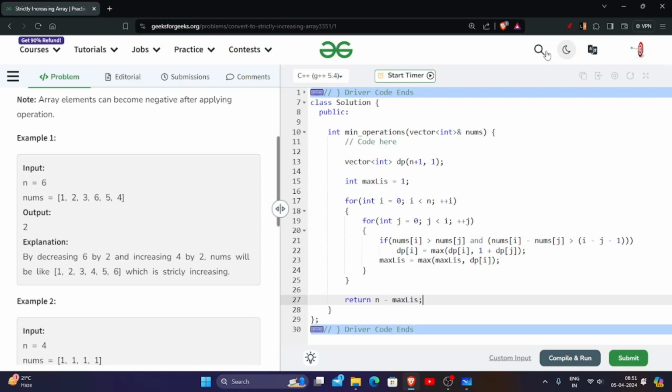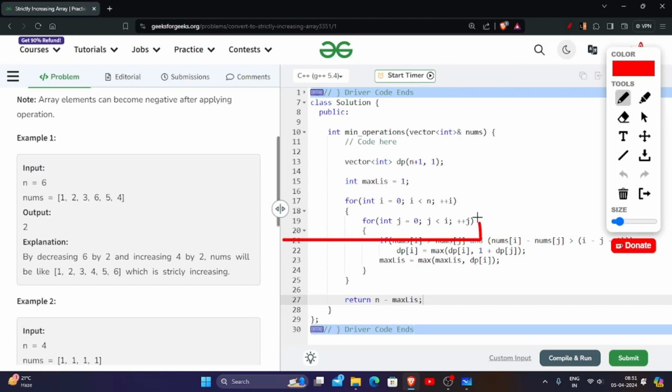And for maxLIS, we would not actually get the answer here. Why do we not get the answer here? Let's say we are at the DP array, and I said, okay, let me make a pair with this index. So I would have put this value here, and I would have moved to this 4.